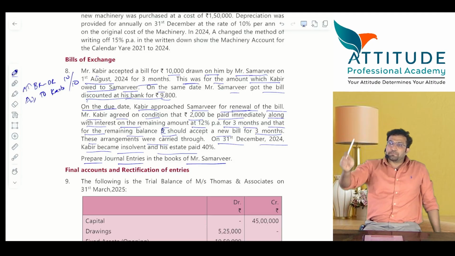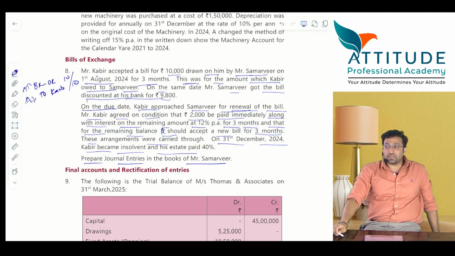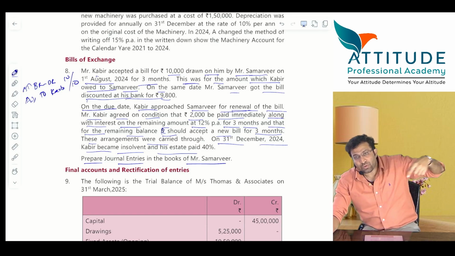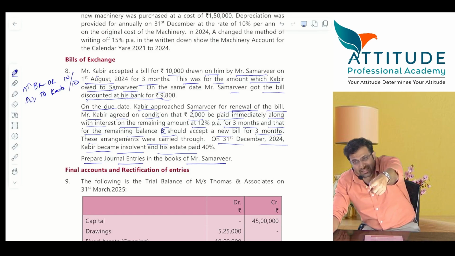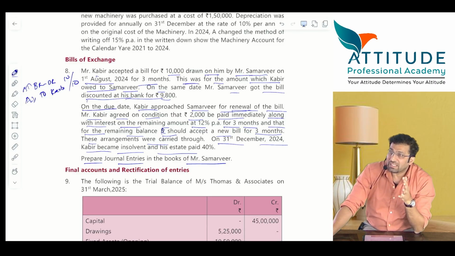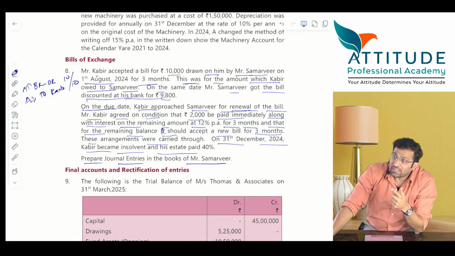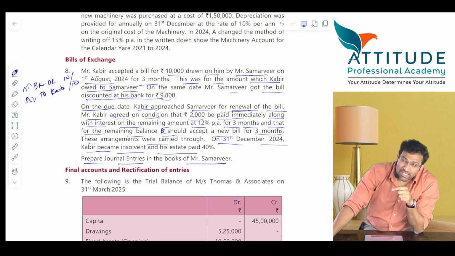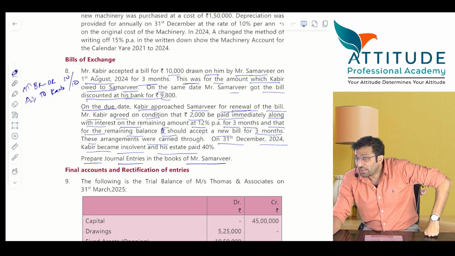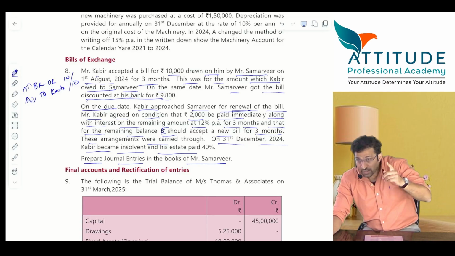First of all, you tell me, bill कहाँ गया है? Bank. Who should go to bank? Kabir should go and make the payment to bank. But Kabir is directly approaching you. You are Samaravir and saying, please renew the bill. मेरे को पे करना नहीं होगा. Obviously dishonor होगा. Once dishonored, the banker will reduce your bank balance. Yes or no? By how much? 9,800 or entire 10,000? Including discount charges.